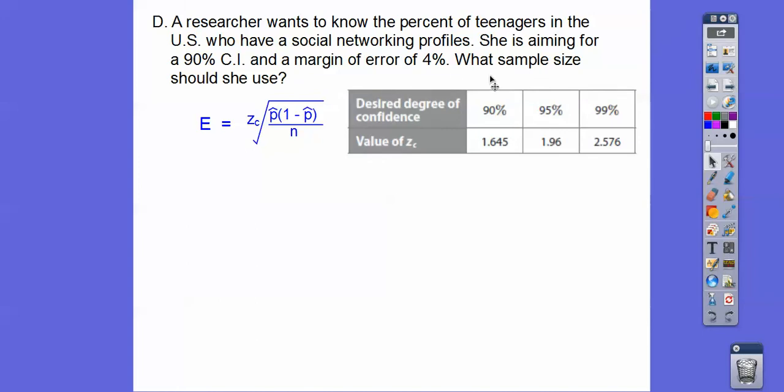And so what sample size? So it's all in terms of percent. I don't see anything about numbers with means or anything in there. So we're going to use this formula. I'll do another one just like this. Okay, all right, so here we go.